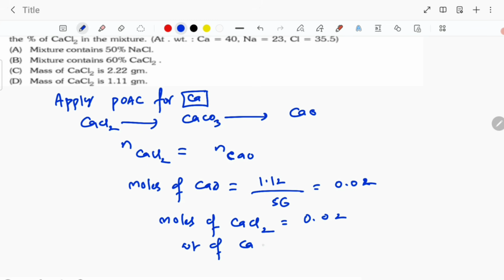Then the weight of CaCl2. How to calculate? Moles into its molecular weight. CaCl2 molecular weight is 111. So 2.22 grams is the answer.